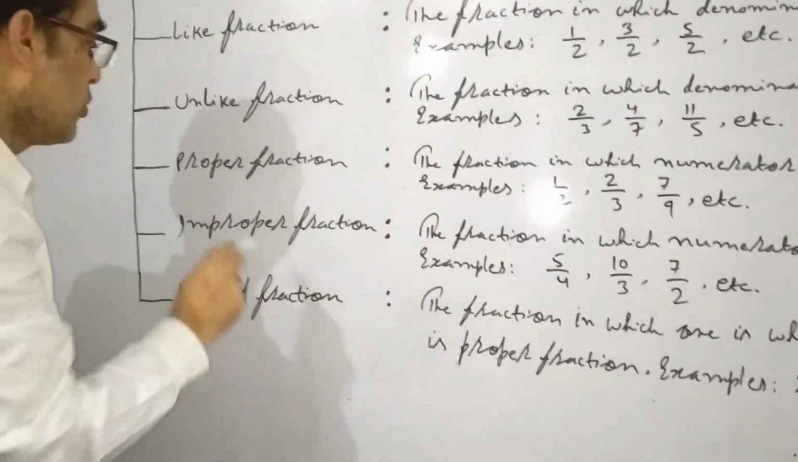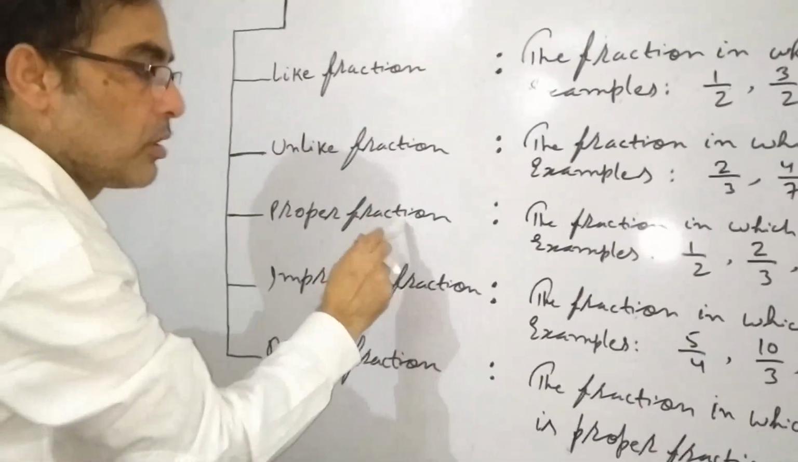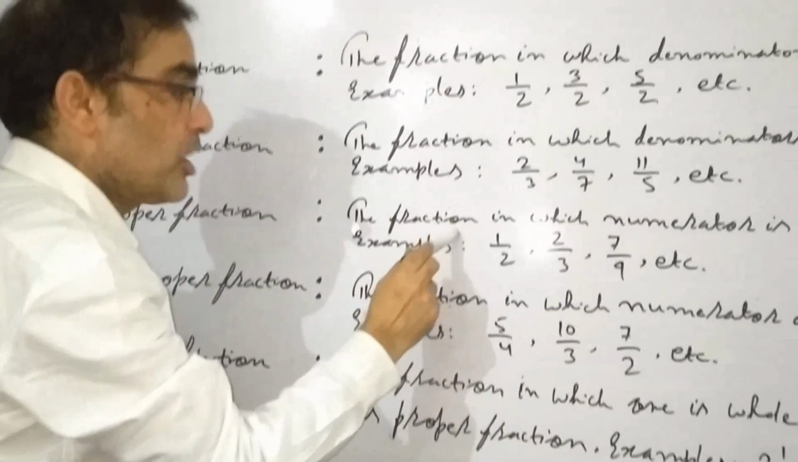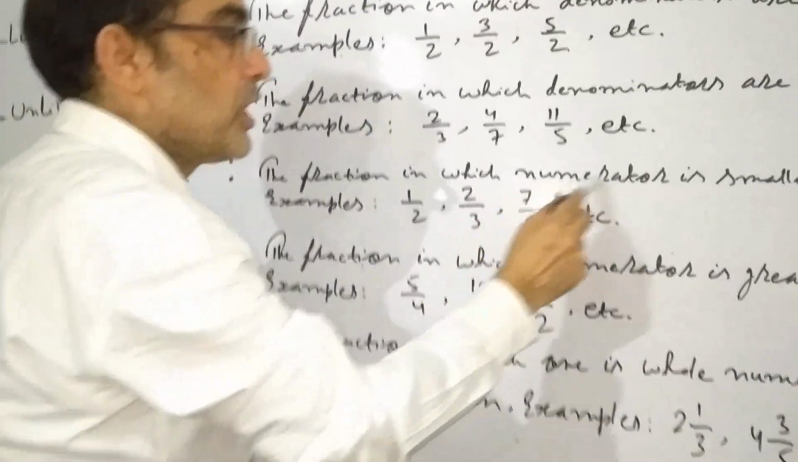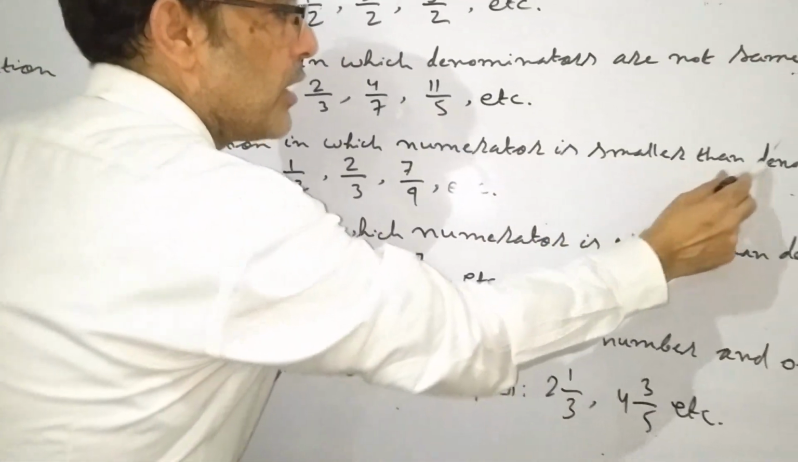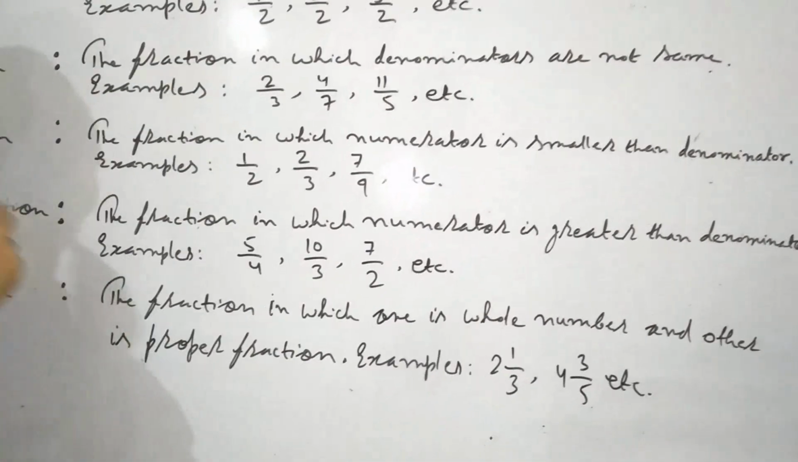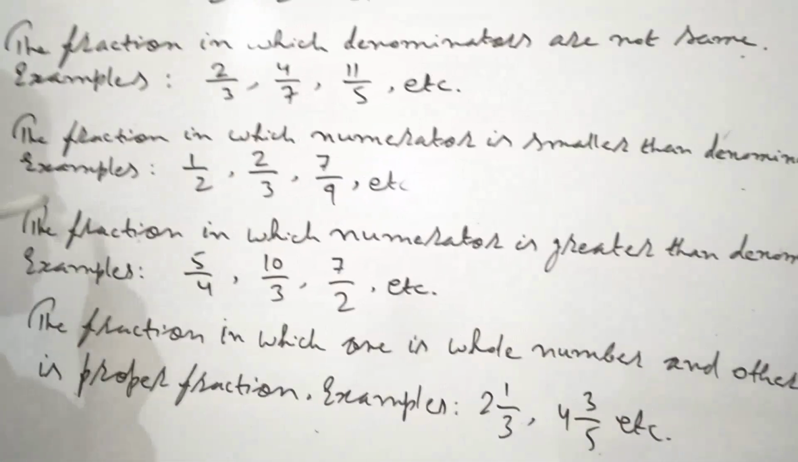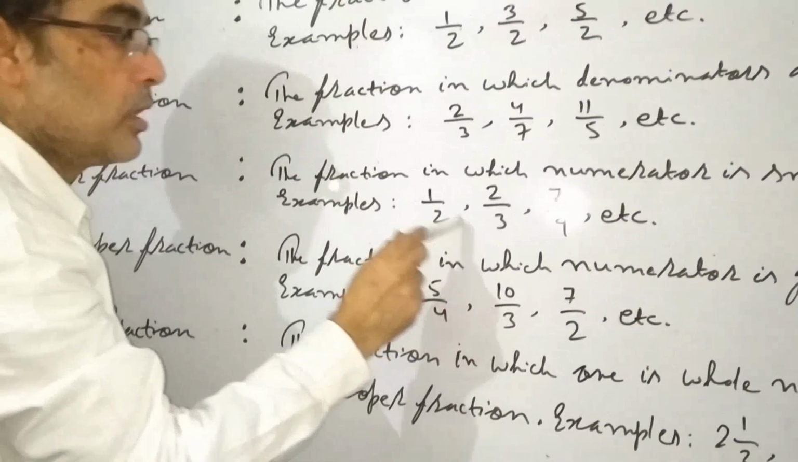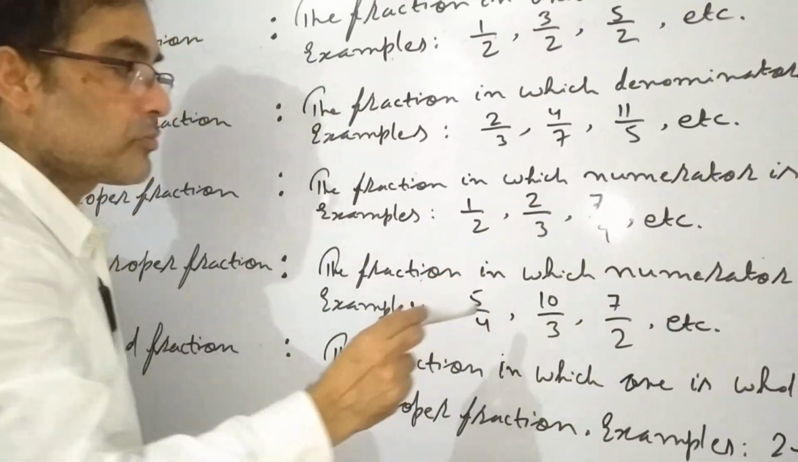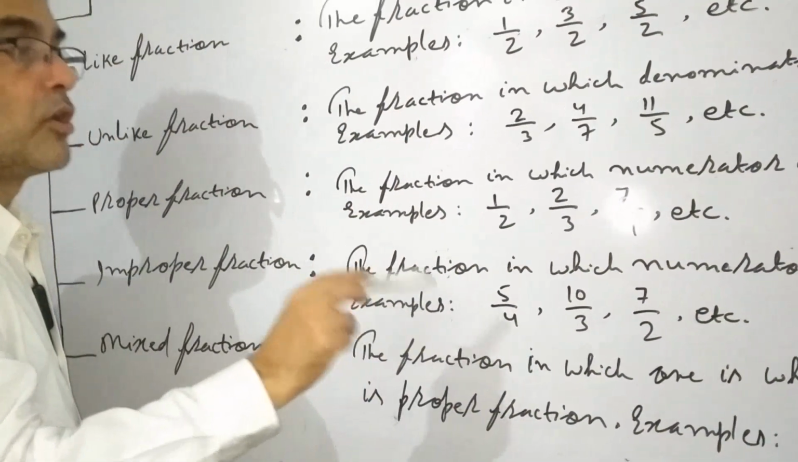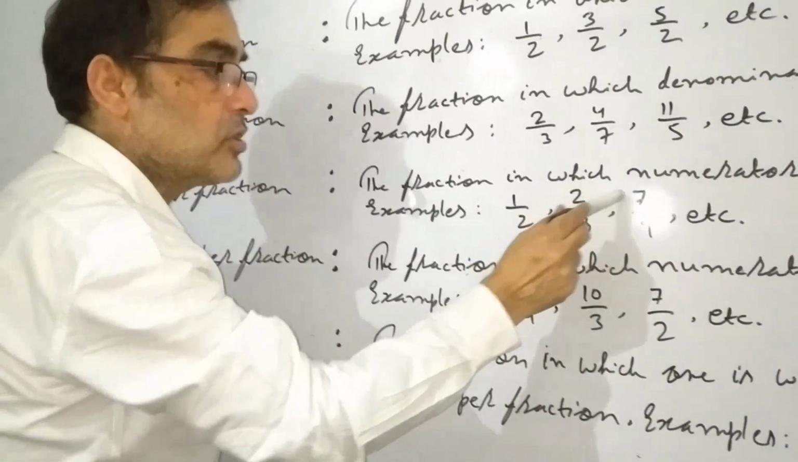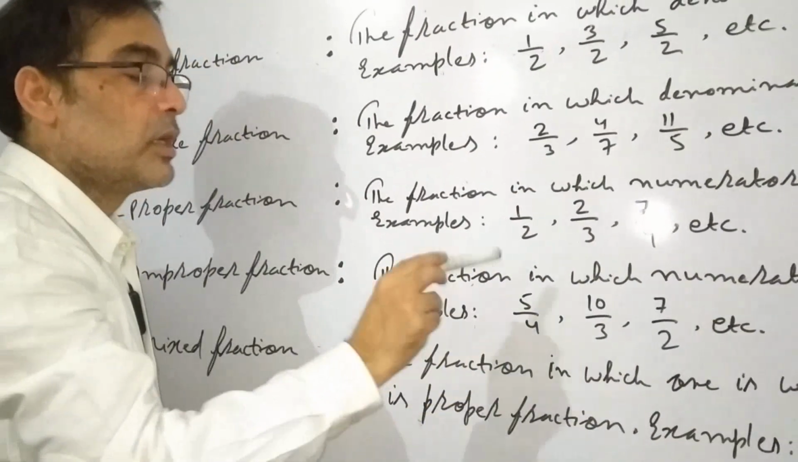And now let us know about proper fractions. Okay, the fraction in which the numerator is smaller than the denominator is called a proper fraction. In a proper fraction, the numerator is lower than the denominator.